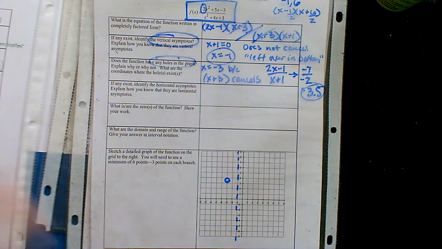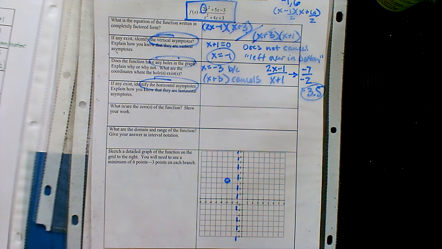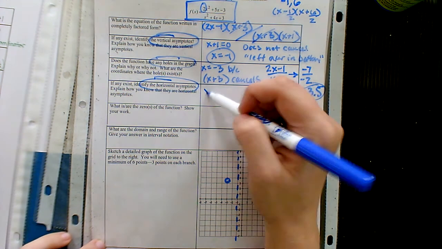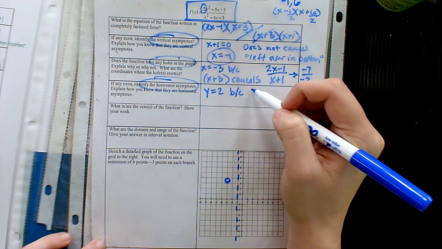Let's try to find some more characteristics. Can we do horizontal asymptote? Do we have a horizontal one? Is it slanted? What do you think, Grace? It's at y equals 2 because the degrees equal each other.